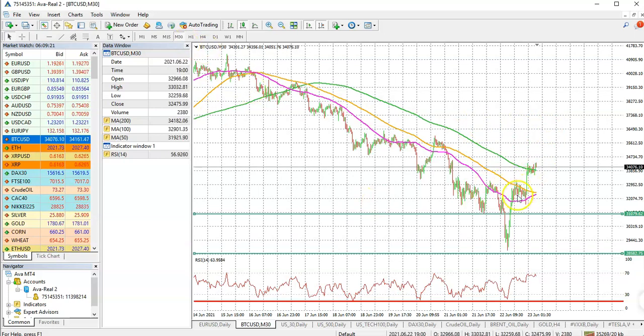So to summarize, price needs to stay above the 50, and the 50 needs to move above the 100-day simple moving average over here in order for this trend to really continue its journey to the upside.